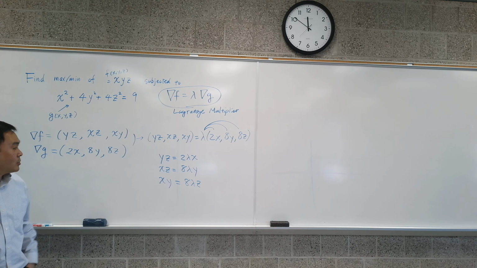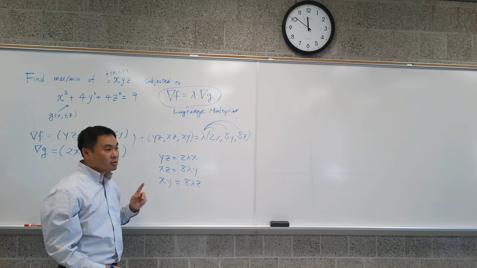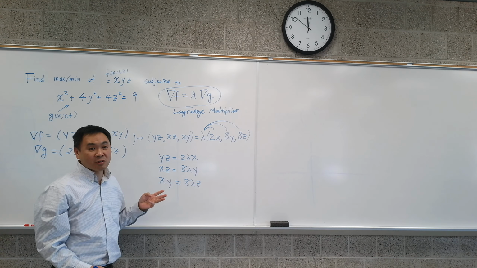Now, your goal is to find the values of x, y, z. But we have a problem. We have 4 unknowns here: x, y, z, and also lambda. How many equations do we have? Just 3. That's not good. If we have 4 unknowns, I better have 4 equations. So where do I get the 4th equation? The constraint equation. The constraint will be another equation. So this is the other equation that you want.